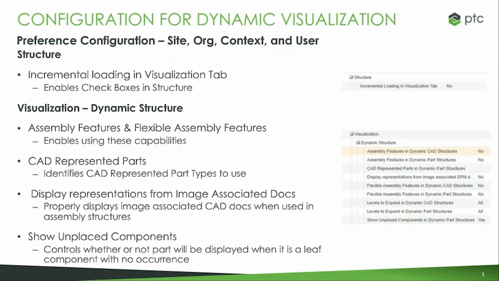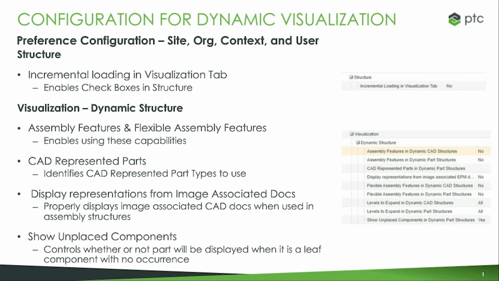Where can I actually do some configuration of these capabilities? So really two areas. There's preference configuration, which is available all the way down the stack: site, board, context, and users. And then there's also WVS properties, and I'll talk a little bit into each of the areas that you can configure.